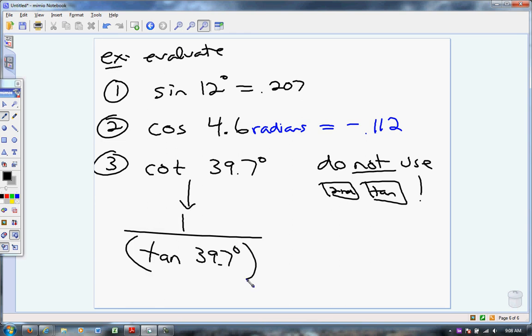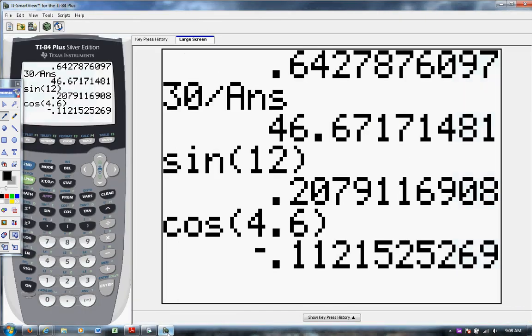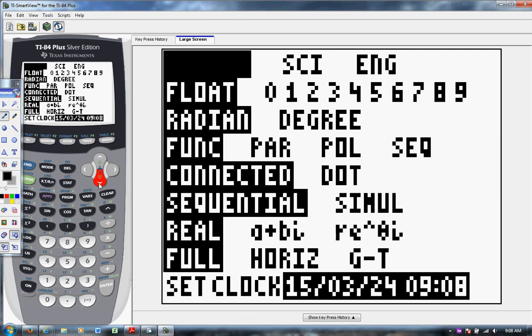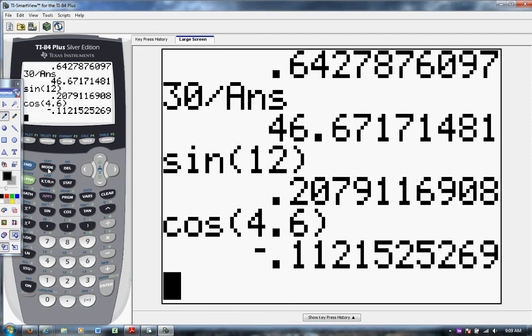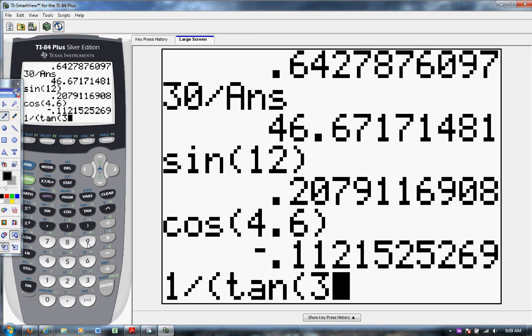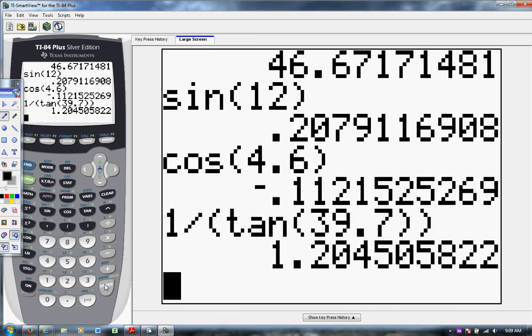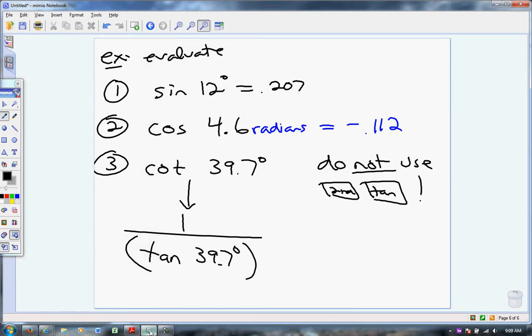And that is how you have to enter it in your calculator, and make sure you put your denominator all in parentheses. So the correct way, first I need to be in degree mode. Keep flipping back and forth, but that's just the way it goes sometimes. Degree mode. So I'm going to do 1 divided by the quantity tangent of 39.7, parentheses for the angle, parentheses for the quantity. Hit enter. That is the correct answer, 1.20. Okay.